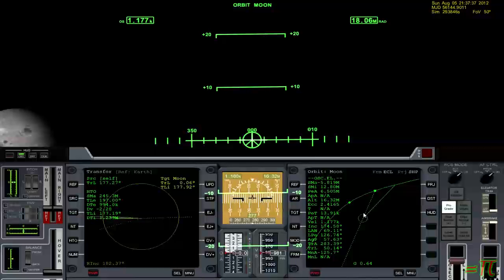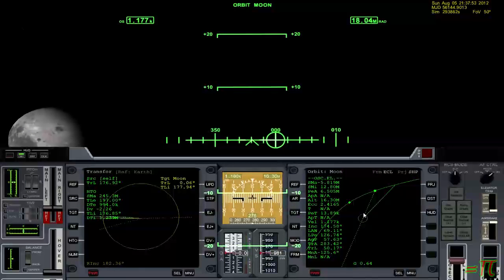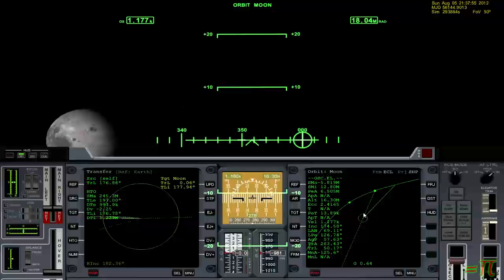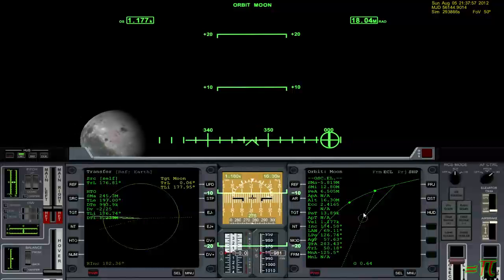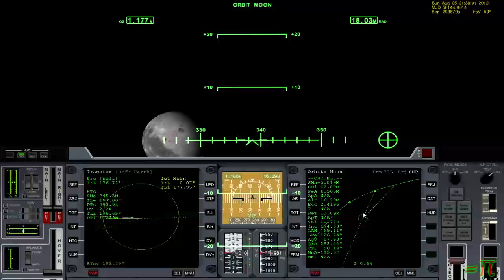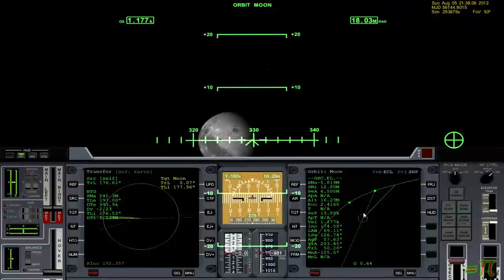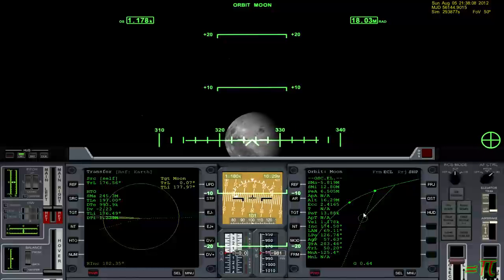Okay, I'm going to rotate the ship 90 degrees this way till we're facing 270. And it should only take just a quick burst of the main engines to bring that periapsis down.